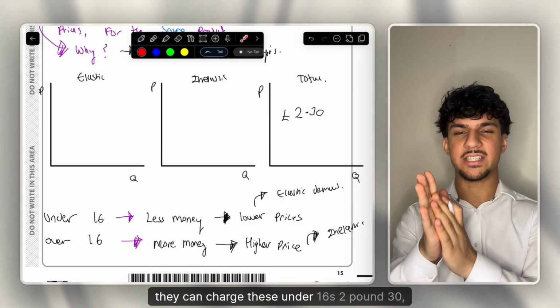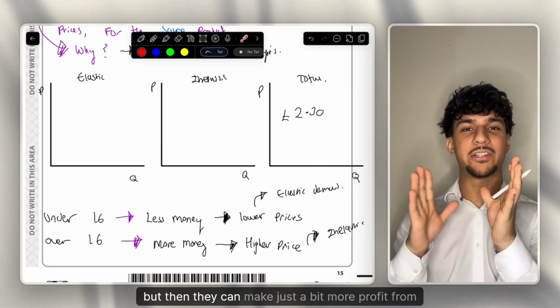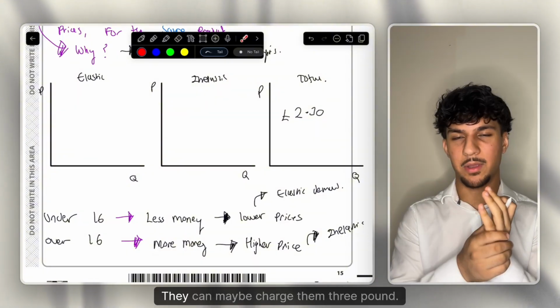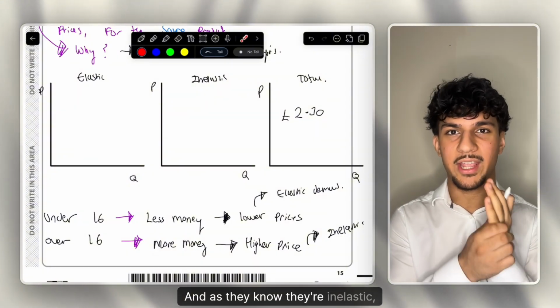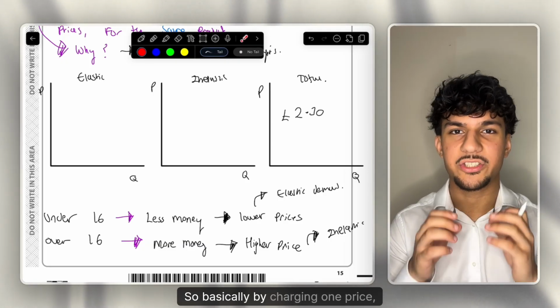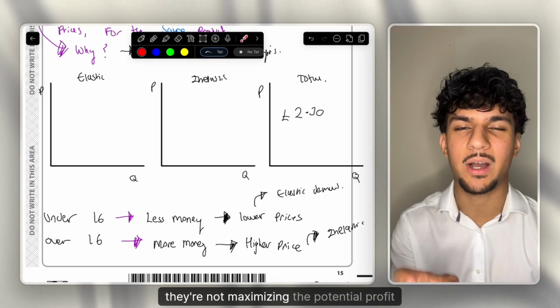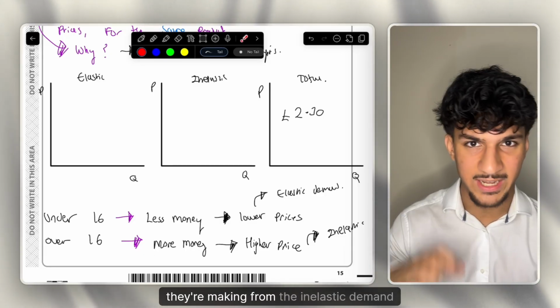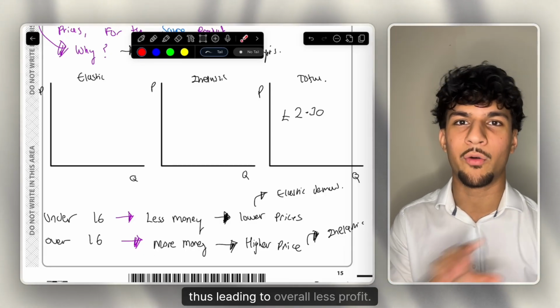So they're missing out on that potential profit by not splitting the consumer base into two groups, elastic and inelastic. They can charge these under 16s £2.30, but then make a bit more profit from these guys. They can maybe charge them £3, and as they know they're inelastic, they can make a bit more profit from them. So basically, by charging one price, they're not maximising the potential profit from the inelastic demand consumers, thus leading to less profit overall.